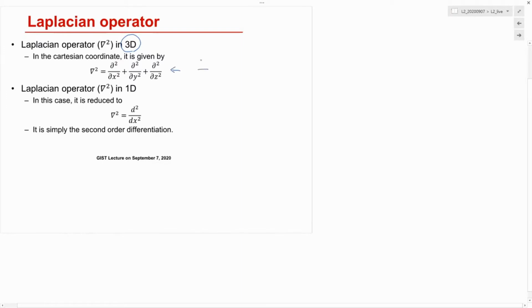Here we have directional partial derivatives. So along x direction, also along y direction, and finally along z direction. That is the general form in the Cartesian coordinate in 3D space. However, in this lecture, we will just assume that the system is one-dimensional. So along, for example, y direction and z direction, then we have symmetry.